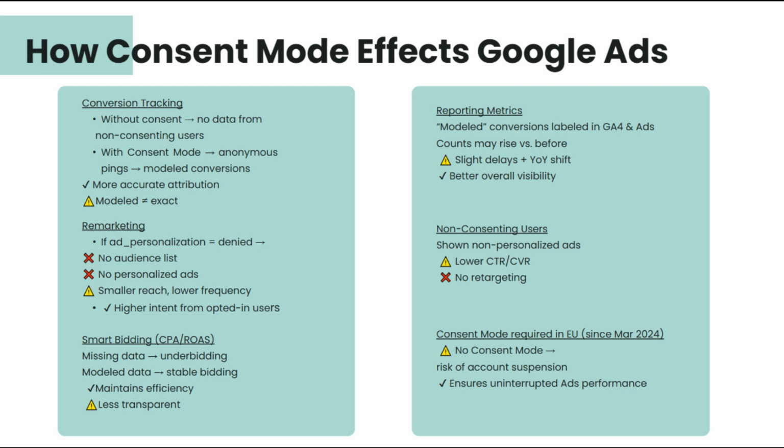It may not be 100% accurate per user, but Google calibrates it using trends from consented users. The more conversions that have to be modeled, i.e., the lower your consent rate, the more you rely on Google's black box modeling. Remarketing and audience lists. Ad personalization comes into play here.